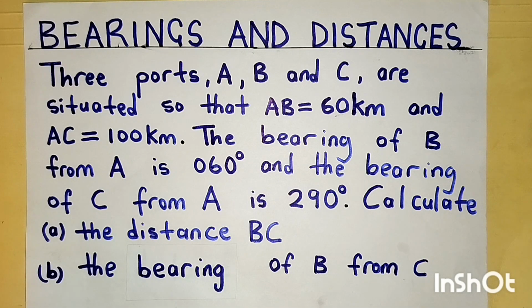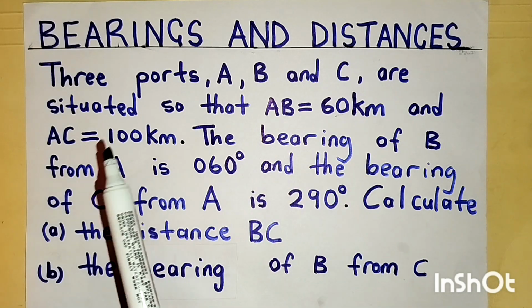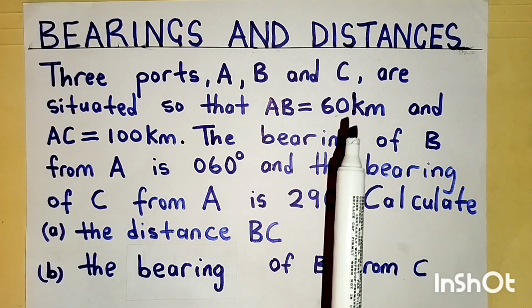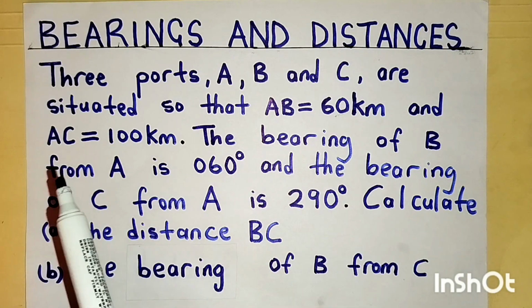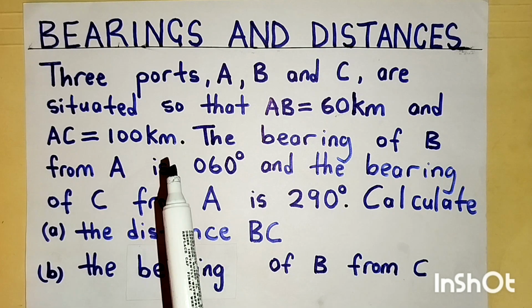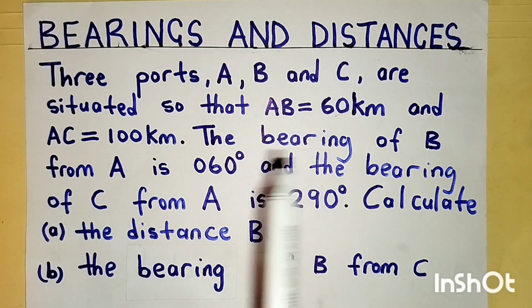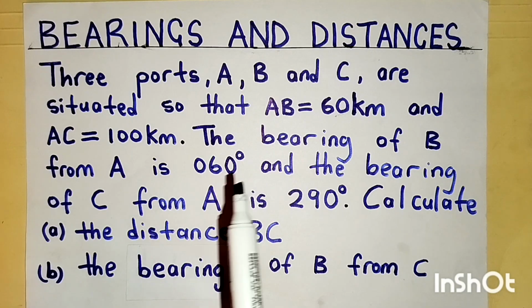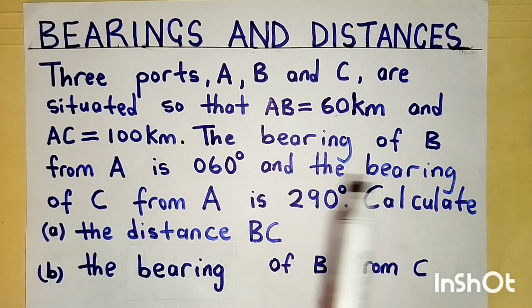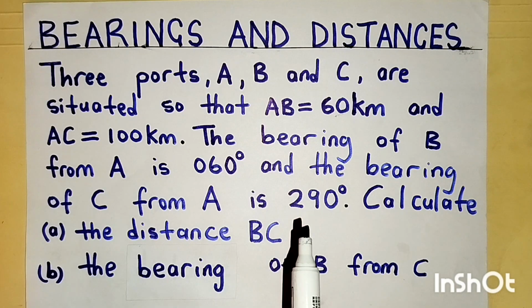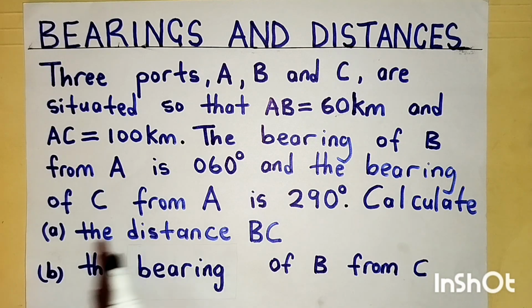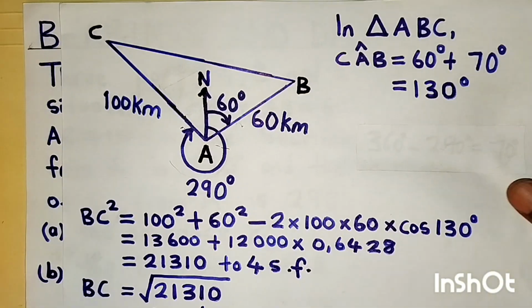3 ports A, B, and C are situated so that AB equals 60 kilometers and AC equals 100 kilometers. The bearing of B from A is 060 degrees and the bearing of C from A is 290 degrees. Calculate the distance BC, the bearing of B from C. Okay, so we are going to use this diagram to answer the questions.